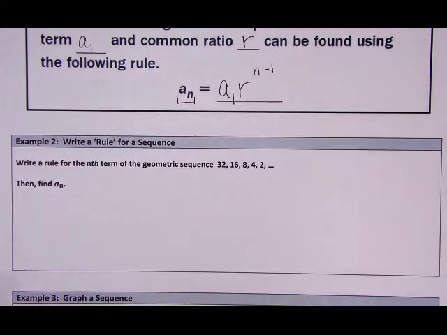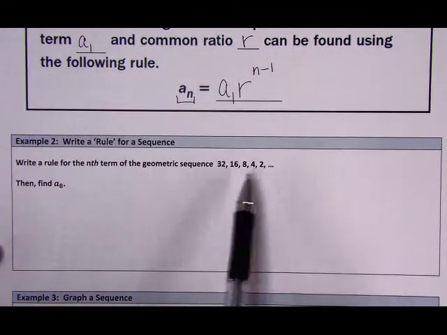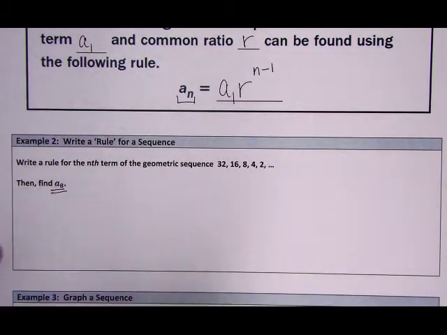In example 2, they want us to write a rule for the nth term of the geometric sequence, 32, 16, 8, 4, and 2. And we looked at this before. This was part of our example 1, letter A. So we want to come up with the rule with this sequence. Then we want to find what the 8th term is going to be.